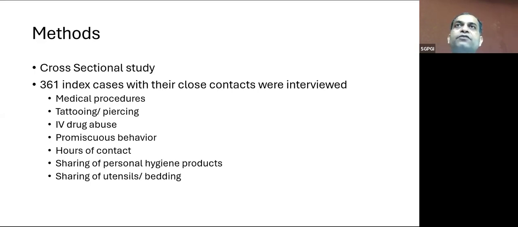Let us say you have a house worker, a maid at home; she may come to the home, but she may be there for only 1 hour and then she goes back. So they classified how many hours were in contact: was it more than 8 hours per day, 1 to 8 hours per day, or less than 1 hour per day? Then they also looked for sharing of personal hygiene products like towel and toothbrush, sharing of utensils, and sharing of bedding.